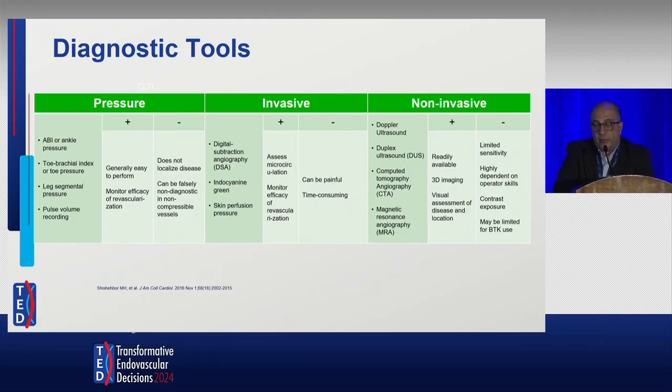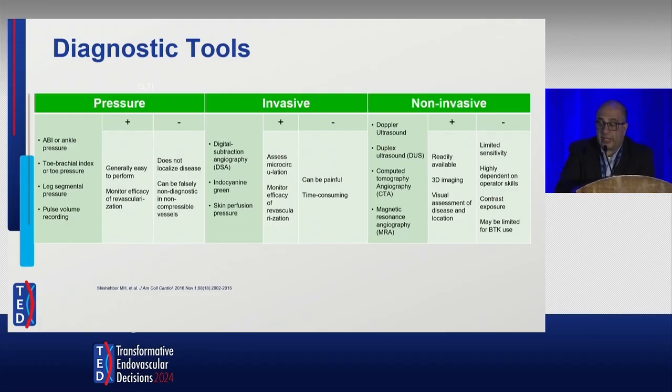Invasively, we have the DSA, indocyanine green, and skin perfusion pressure, which are not popular at this point. However, they are good indicators of the perfusion pressure.